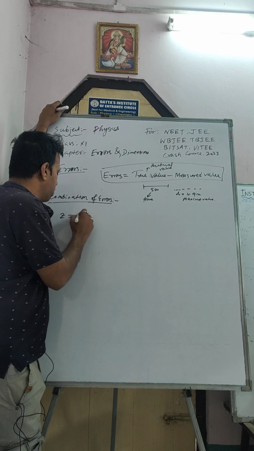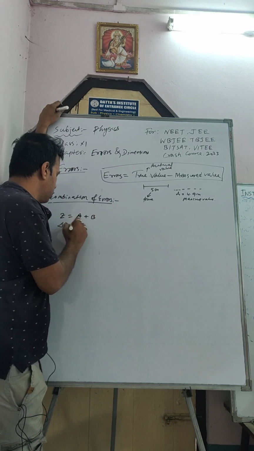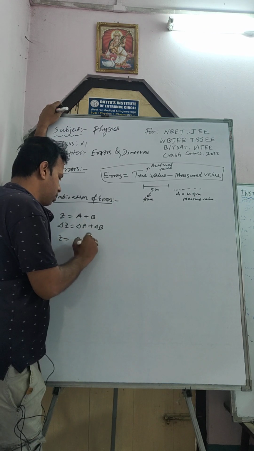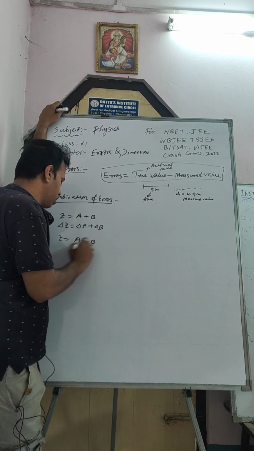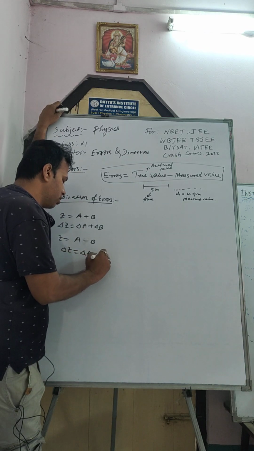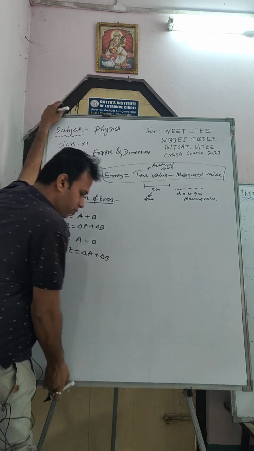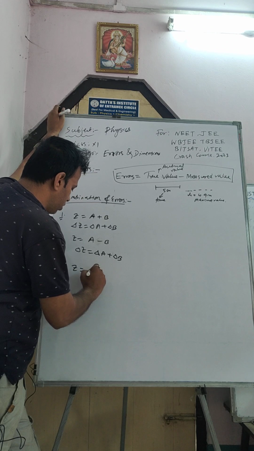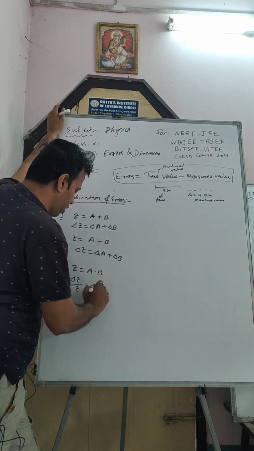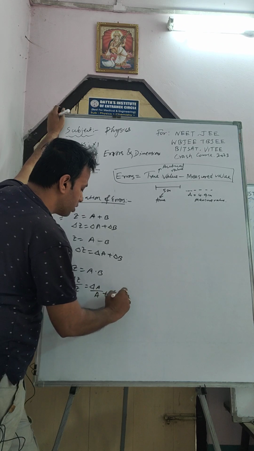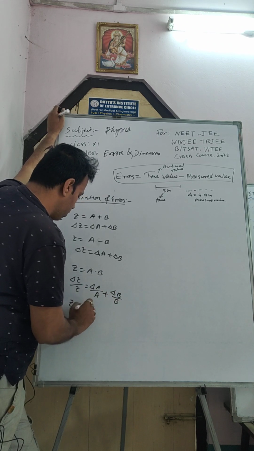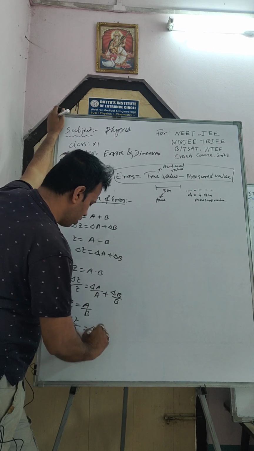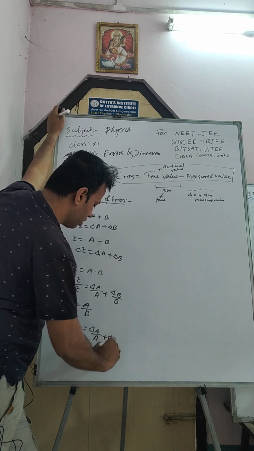Now, if z is equal to a plus b, then del z is equal to del a plus del b. Second, if z is equal to a minus b, then del z will be del a plus del b. If z is equal to a into b, then del z by z equals del a by a plus del b by b. For z is equal to a by b, here also del z by z will be del a by a plus del b by b.